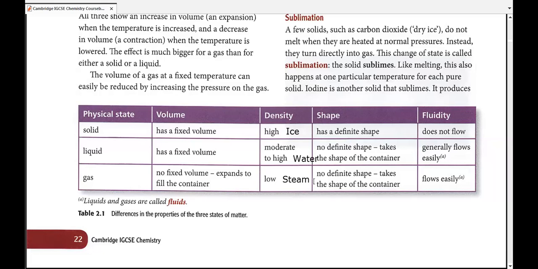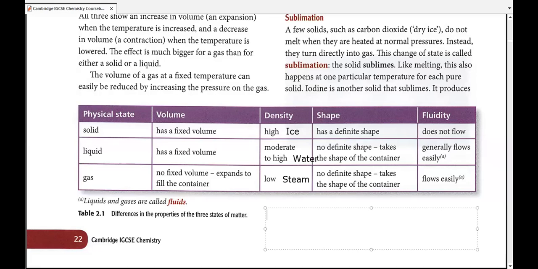Now, not just that, take a look at how these things act or behave. You would see that the density of ice is high, that of water is moderate, and that of gas is low. But here, the term moderate to high is written for liquids. Why is that so? I would like to explain it at the bottom, and make sure you also write that in your book or the soft copy of the book, whichever one you are using.